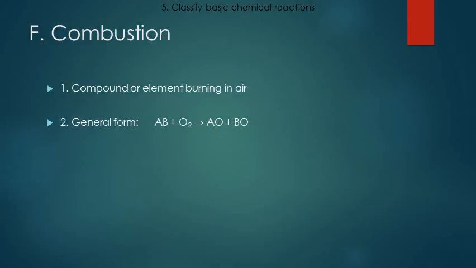So let's look at some examples here. The first one, we have sodium reacting with oxygen. In this case, this is the example where we have an element burning in air. We actually only get one product. We just get the sodium oxide. So just imagine our general equation here. If the B was not present, then we would not have a second product of B combining with O.